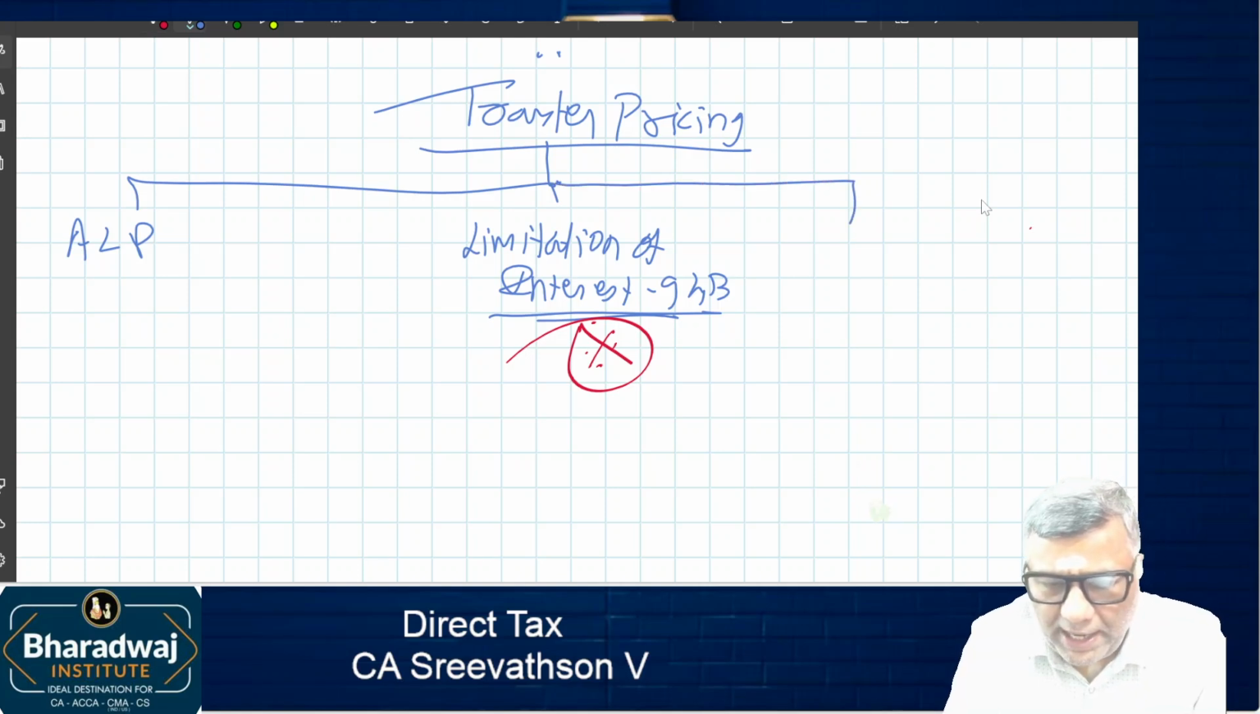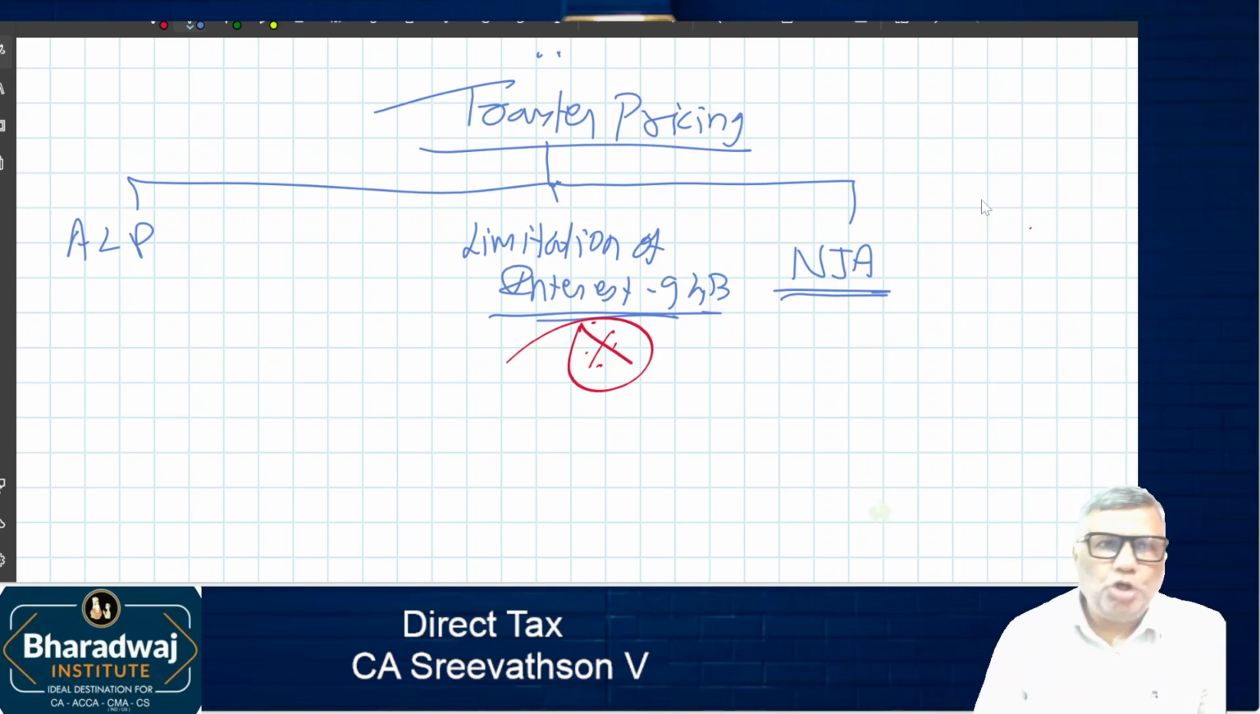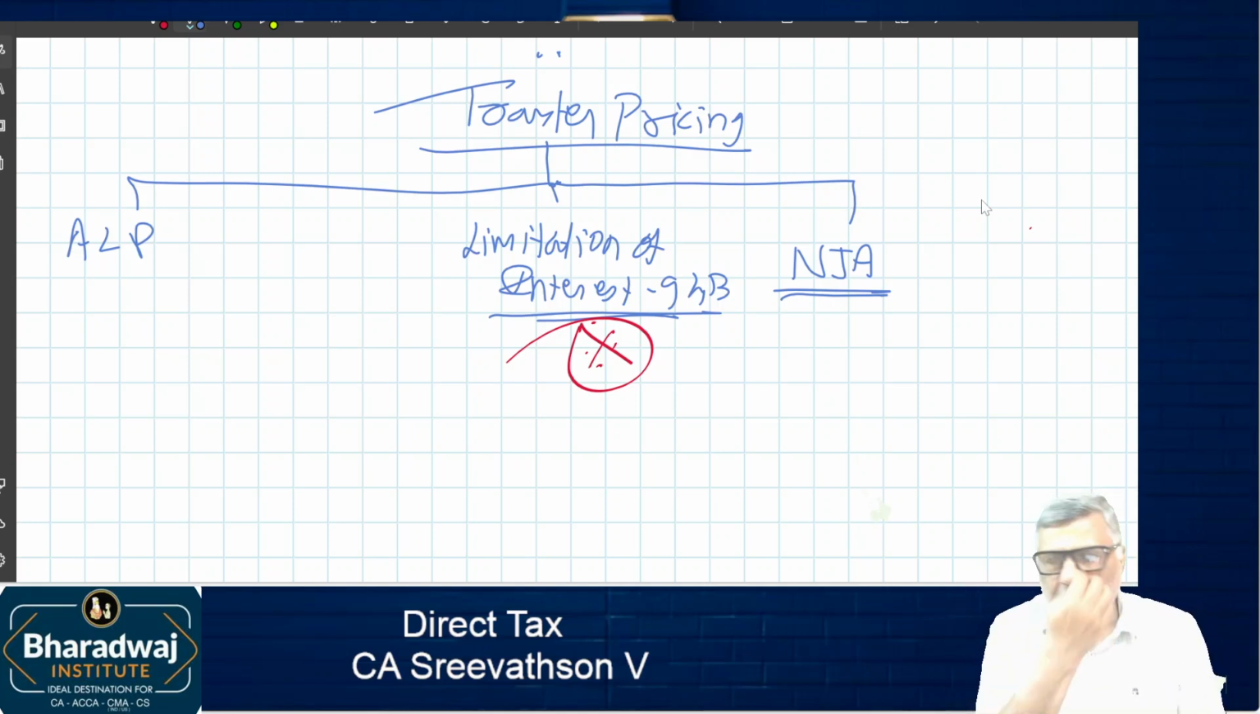Though this is also ALP, NJA related questions are also there. These notified jurisdictional area related questions are also being asked in our examination. That is also a part of ALP only, but there we have to write the extra answer that they need not be associated enterprises, since the party is located in that NJA. The last preference is only for the administrative provisions of 94D, where you need to maintain what type of documents, etc.; these come only in the last aspects.